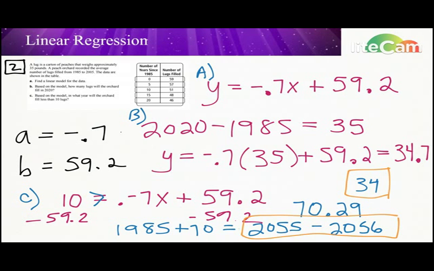All right, so just make sure that you understand how to plug in your numbers for the equation. If I'm asking for x, then I plug into y. If I'm wanting a number for y, then I'm going to plug my values into x, and then I'm going to calculate. Okay? All right.